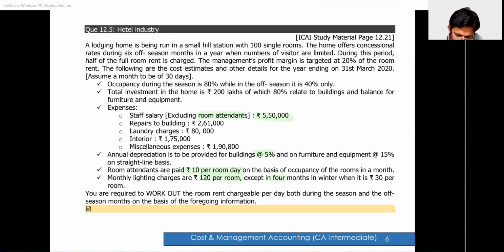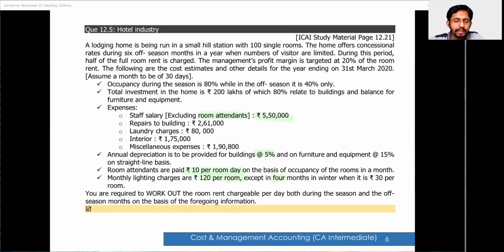Except in 4 months in winter season when it is 30 per room. See, here also there is a difference between the off season as well as season, and also the winter season as well as the remaining season. They say that the monthly lighting charges will be rupees 120 per room, except in 4 months in winter when it is 30 per room.